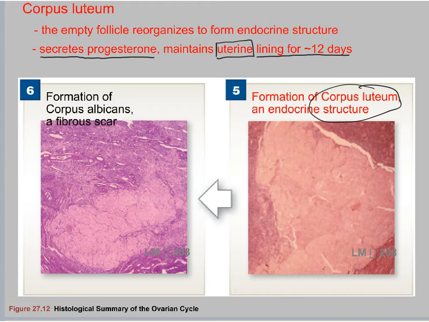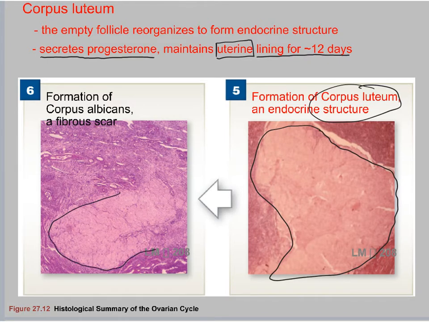Corpus luteum secretes progesterone for 12 days, and by that time, if a fertilized egg is present, it has implanted in the wall of the uterus and is producing its own progesterone. If no fertilized egg is present, the corpus luteum still shrinks and degenerates, and that's one of the triggers for menstruation, ridding the inner lining of the uterus and starting over. We'll talk more about that in a second. So here's the corpus luteum, and then it gradually shrinks down to become that corpus albicans.